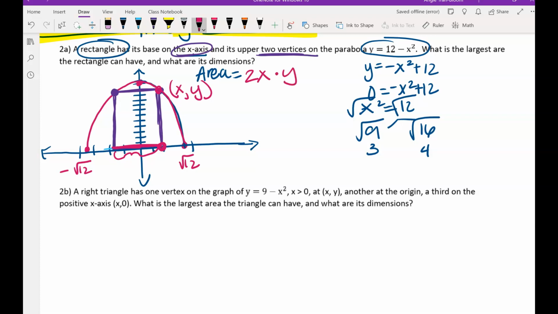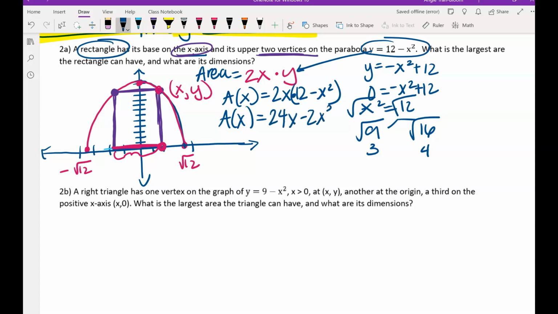Well, we cannot have one equation with two variables. So just like earlier, we are going to rewrite it with respect to x. So 2x times y, and we are going to substitute in 12 minus x squared. And from here, honestly, guys, this one looks easier to distribute and then use the power rule. So that's going to be 24x minus 2x to the third.